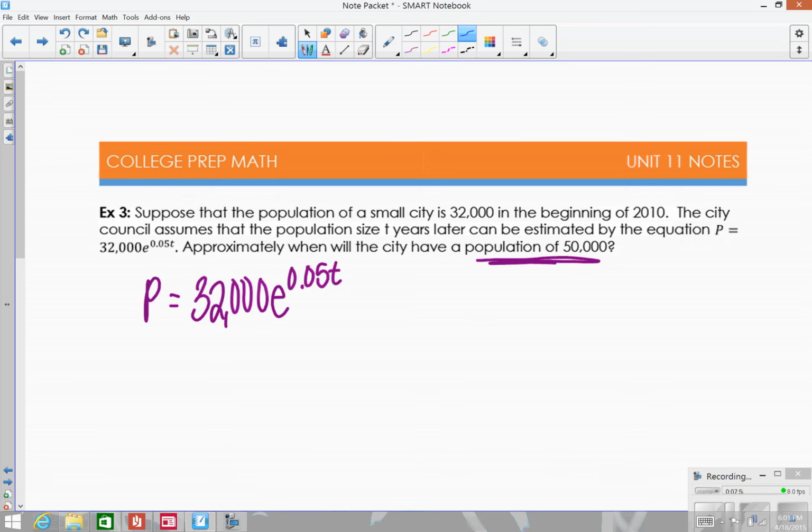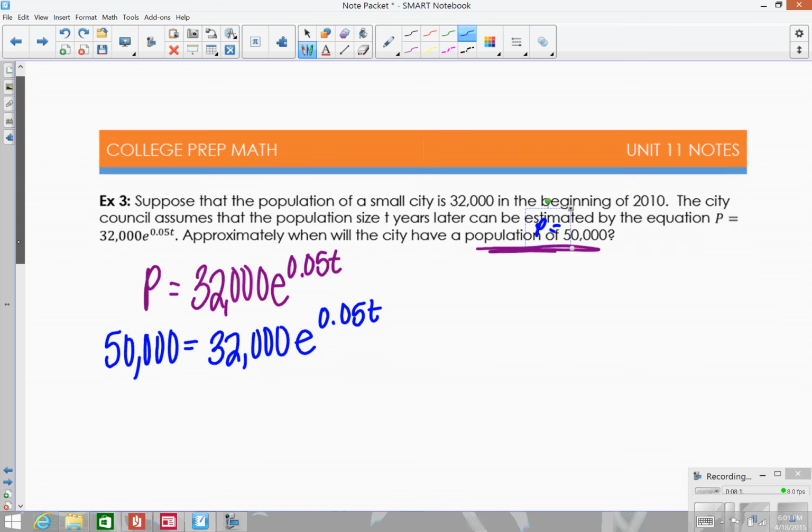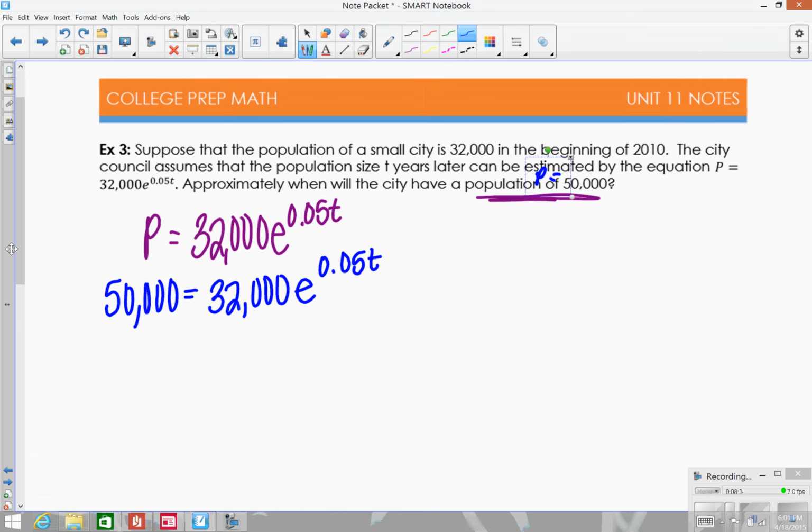So that's going to be P. This is what P has to equal. So we can go ahead and plug in. So 50,000 in for P equals 32,000 times E to the 0.05 T. And we just solve it. We just have to get T by itself. So first thing is to divide both sides by 32,000.